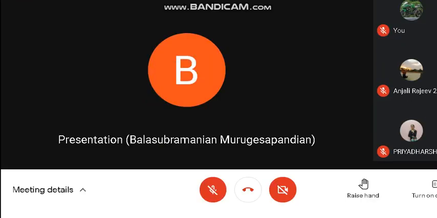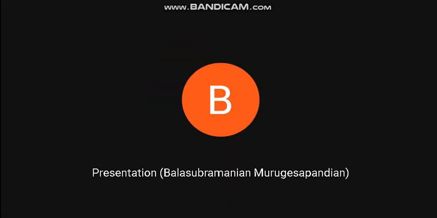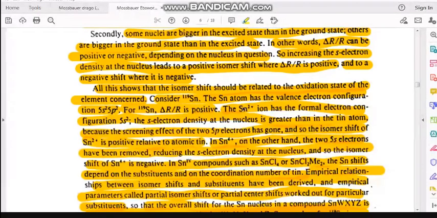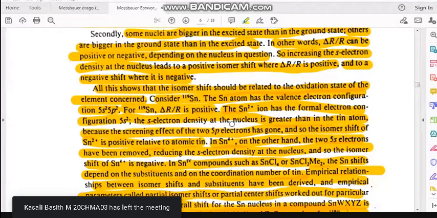For the tin nucleus, delta R by R is positive. This is the standard one for tin nuclei. If you look at tin 2 plus, the 2 electrons in the p orbital will go away. It has a formal electron configuration 5s2. So the s electron density at the nucleus is greater than in the tin atom.